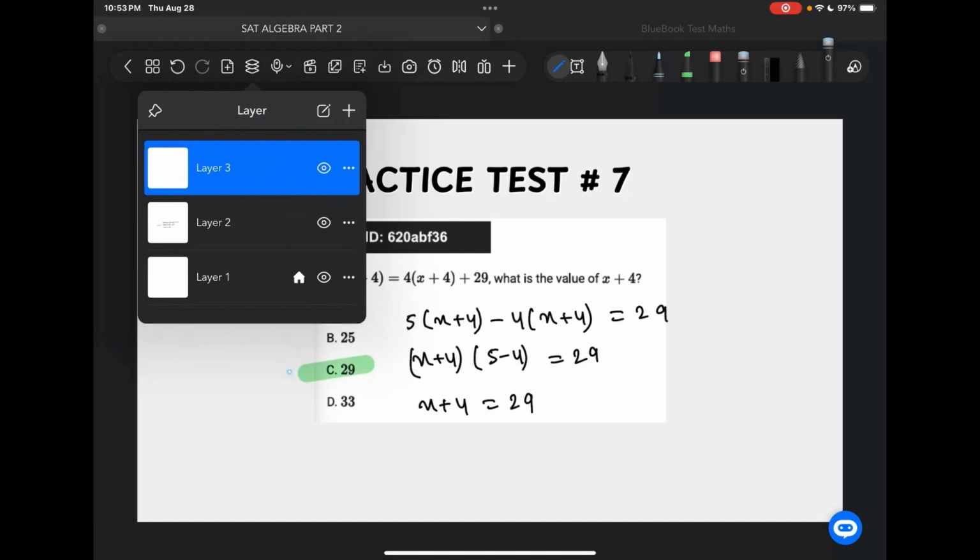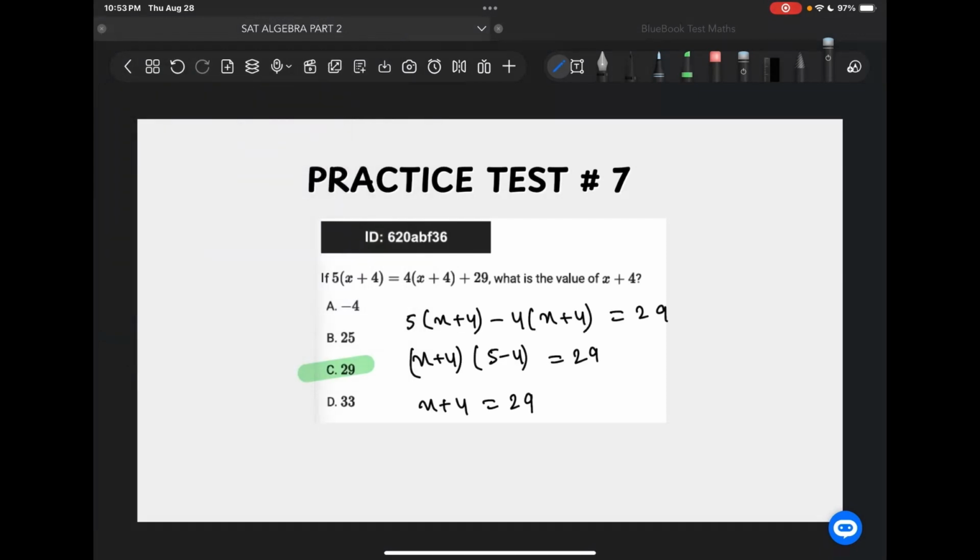Let's go over it. So basically, if 5(x plus 4) equals 4(x plus 4) plus 29, what is the value of x plus 4? So for this equation, you can obviously multiply 5 with x and 4, and then 4 with x and 4, and make an entire huge equation and solve for the value of x. However, for this one, there is one trick.